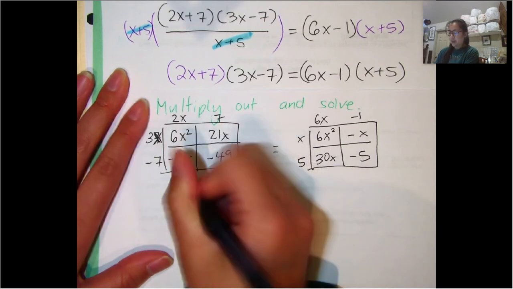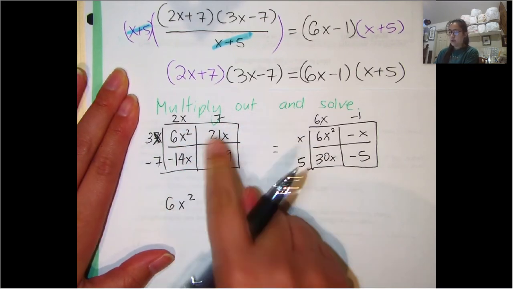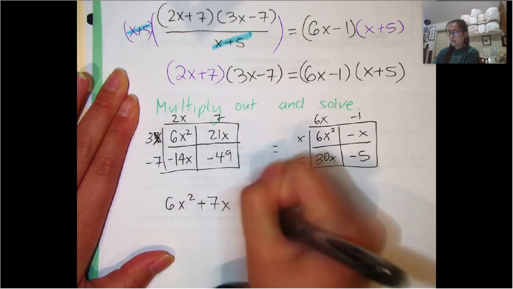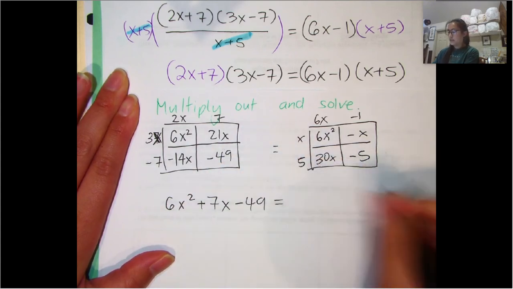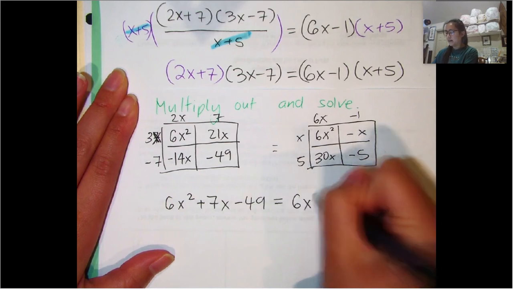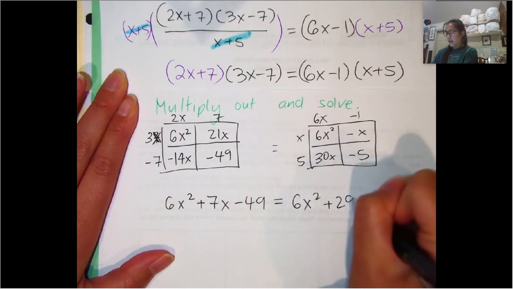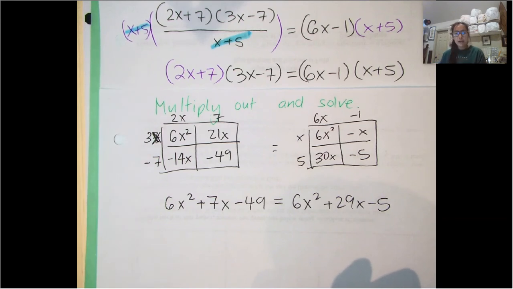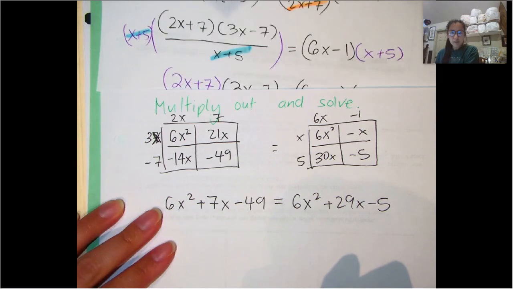And so we write this out. We have 6x squared and 21x minus 14x, that's 7x, minus 49 equals, and then again over here we have 6x squared plus 29x minus 5. Then you'll subtract and add to each side so that you can get it equal to 0.